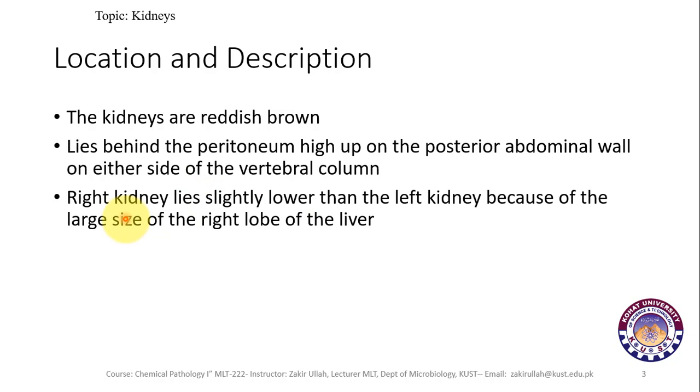The right kidney is slightly lower than the left kidney because the space is occupied by the right lobe of the liver. So, due to that reason, the right kidney is slightly lower than the left one.